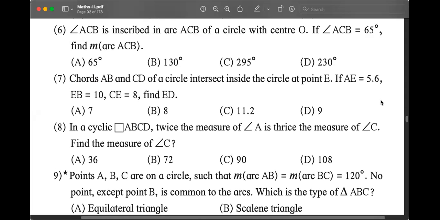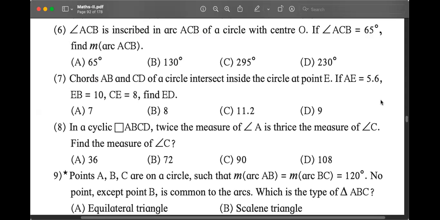Question number 1, part 6. Angle ACB is inscribed in arc ACB of a circle with center O. If angle ACB is 65 degrees, what is the measure of arc ACB? Make a guess. Tell me what will be the answer. What will not be the answer?